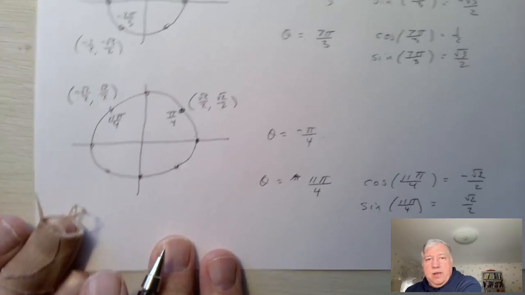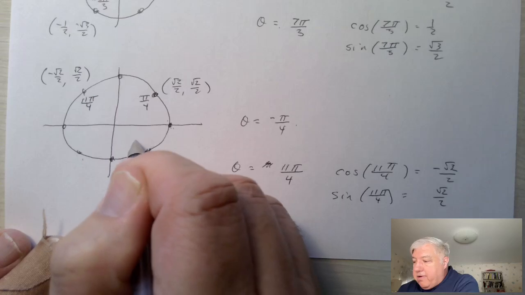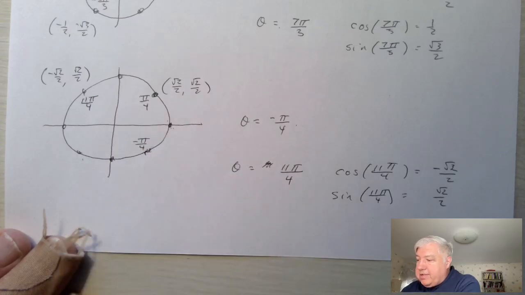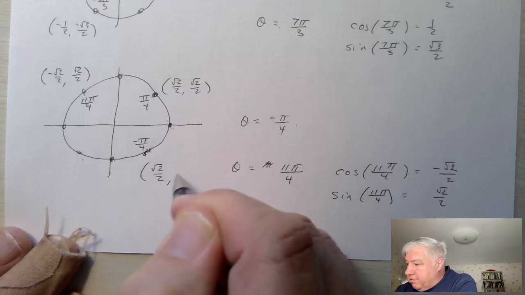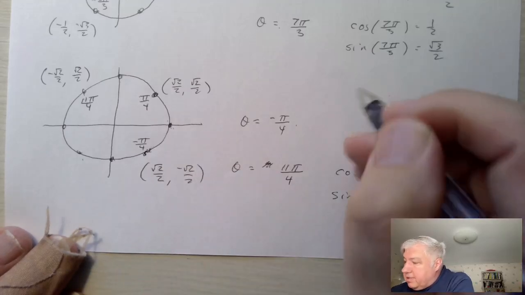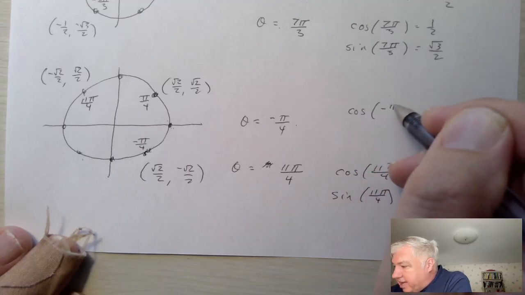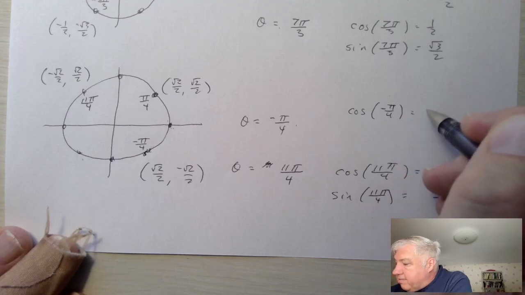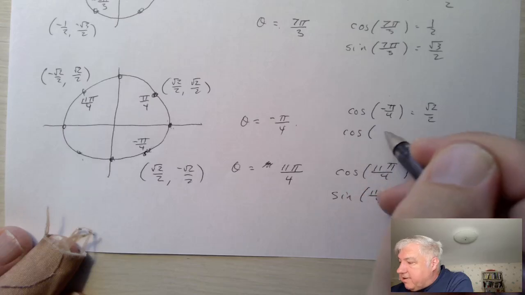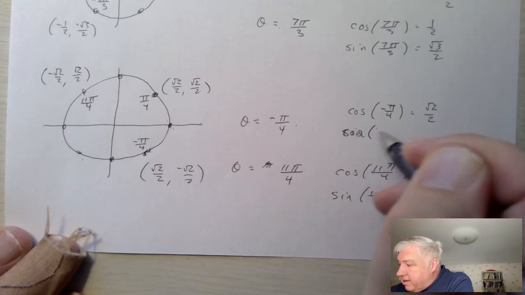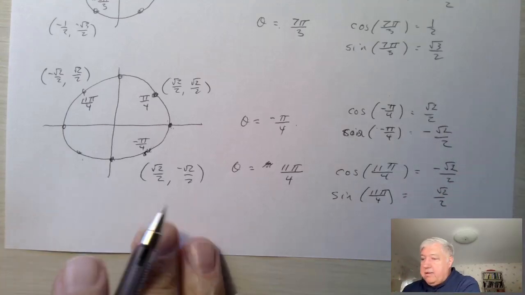And then finally, for negative pi over 4, we can just go back 45 degrees. We're at this point, which is negative pi over 4. The coordinate of this would be square root 2 over 2, negative square root 2 over 2. So the cosine of negative pi over 4 would be square root 2 over 2, the same as pi over 4, and the sine of negative pi over 4 would be negative square root 2 over 2. Okay. So you can do it that way.